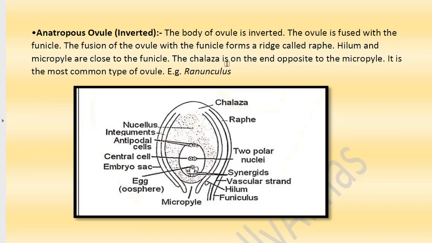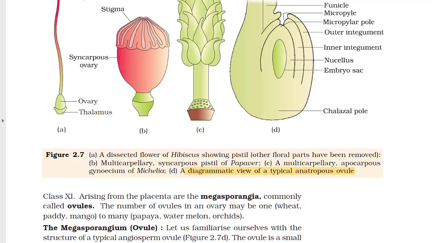The chalazal is on the end opposite to the micropyle. Now this part is same as the normal ovule one, and it is the most common type of ovule. For example, it is seen in Ranunculus. Understood? Now this anatropous ovule's diagram is actually given over here in your NCERT book.